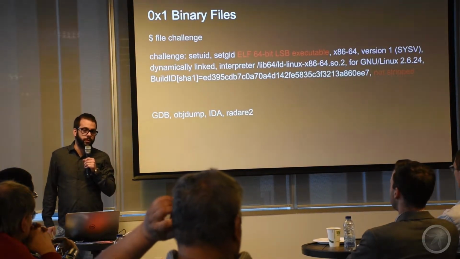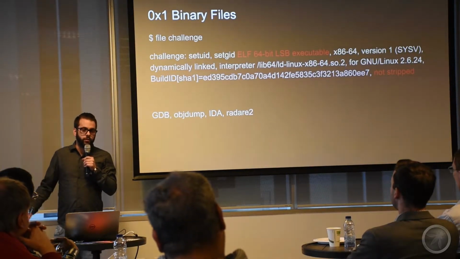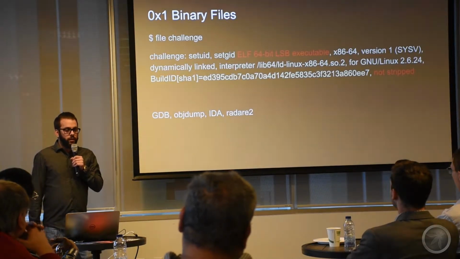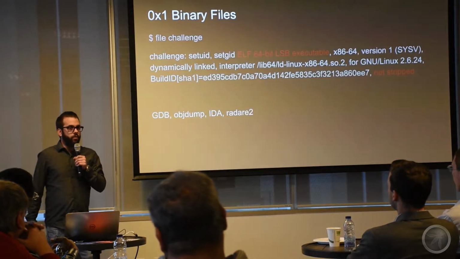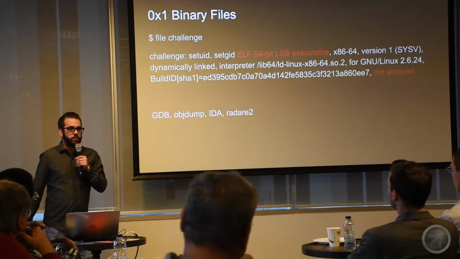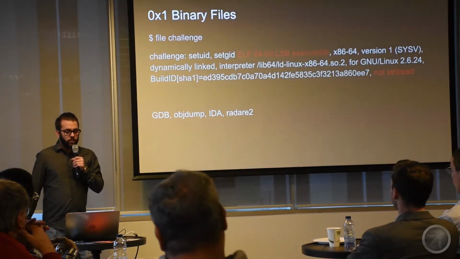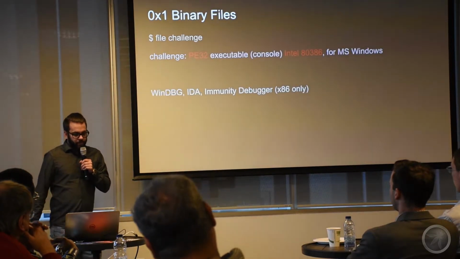So from a reverse engineering perspective, it's going to be more interesting because you may have a little bit of a hint about what's going on inside of the binary itself. For this kind of binary, usually I'm going to go with GDB, objdump, IDA, or Radare2, which is the new kid on the block. There are so many other different tools that you can use for reverse engineering. So this is it. Pretty simple.